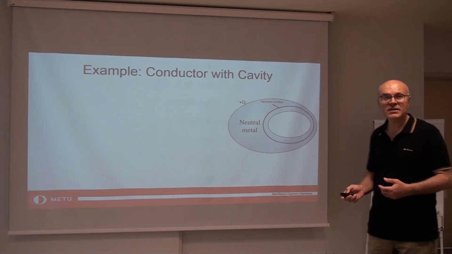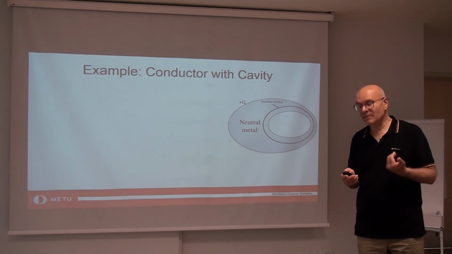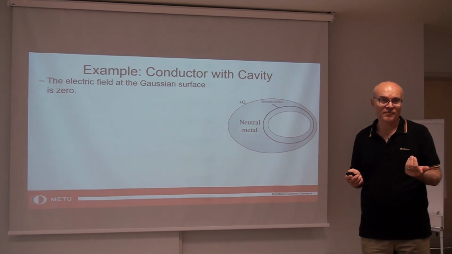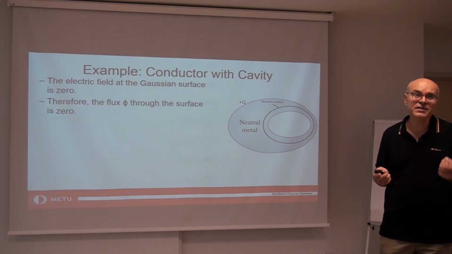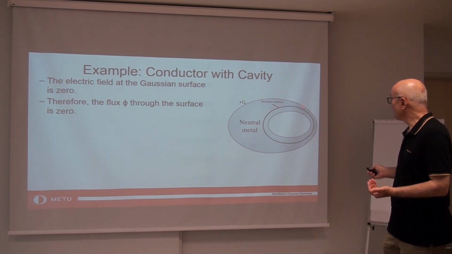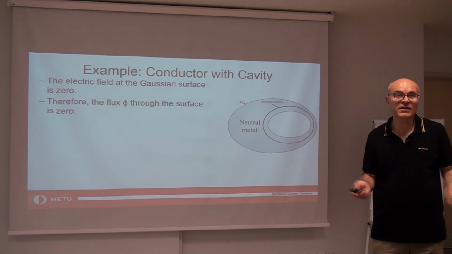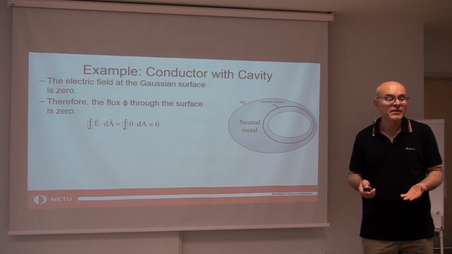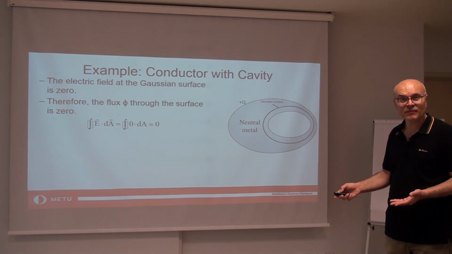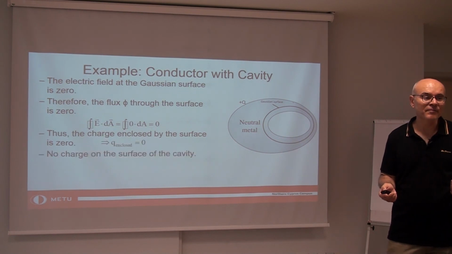Okay? And this Gaussian surface now is within the material of the conductor. Since it is in the material of the conductor, the electric field at the Gaussian surface is 0. And therefore, the flux through the Gaussian surface is 0, because the flux is the integral of the electric field around the surface. And since the electric field at the surface is 0, then that integral is 0 and the flux is 0. What does this mean? When E is 0, then the whole thing is 0. Okay? And so the charge enclosed by that surface is 0.